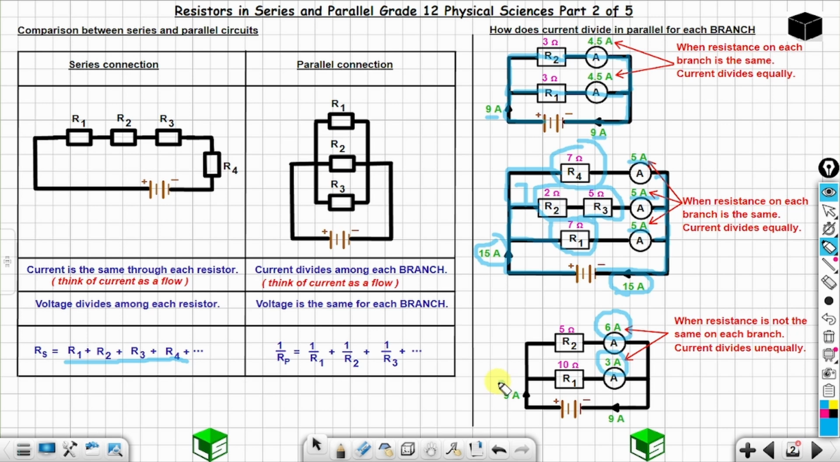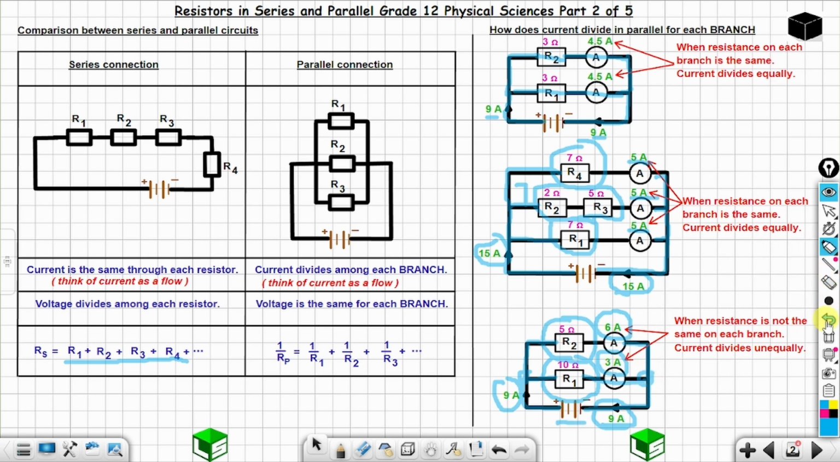You have 9 amperes coming from the battery and then it divides on these branches. On this resistor you have 6 amperes flowing through, and on this resistor you have 3 amperes flowing through. They are going to join, and then you're going to have 9 amperes again, 6 plus 3. You have a splitting point and then a joining point.